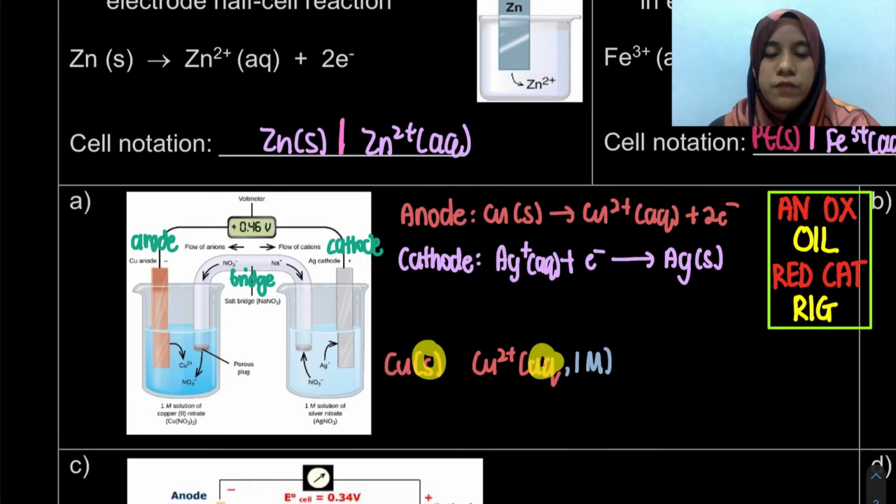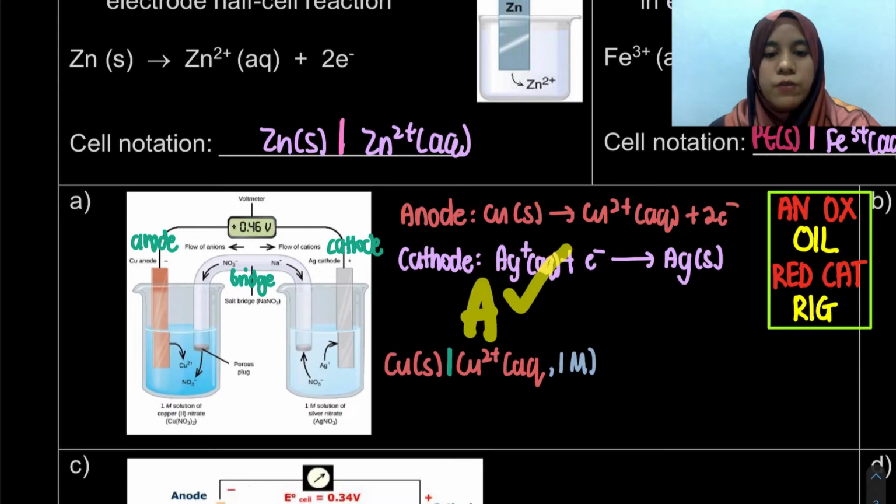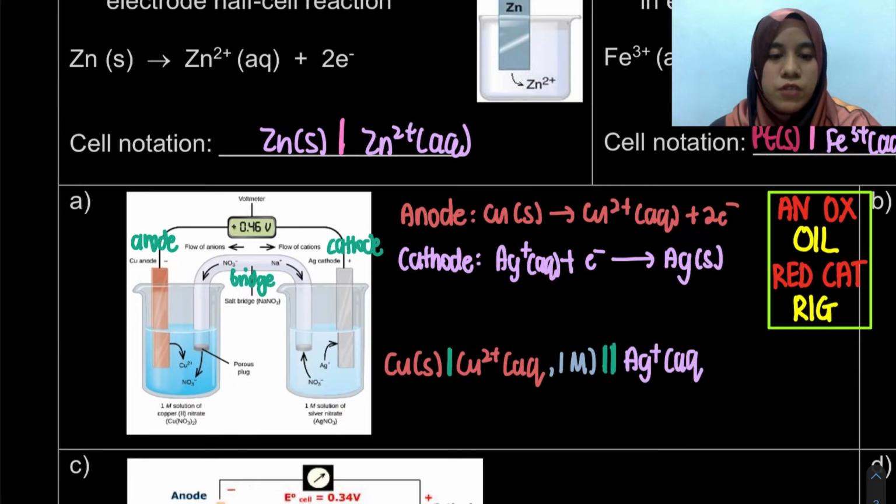Okay, since it has different phase, we have to write down the line. So that's for anode. Okay, for bridge, you only have to draw the 2 lines. Last but not least is the cathode. Cathode Ag plus equals. Again, the concentration is given, so we have to include 1 molar. And argentum solid, silver solid, so Ag solid.